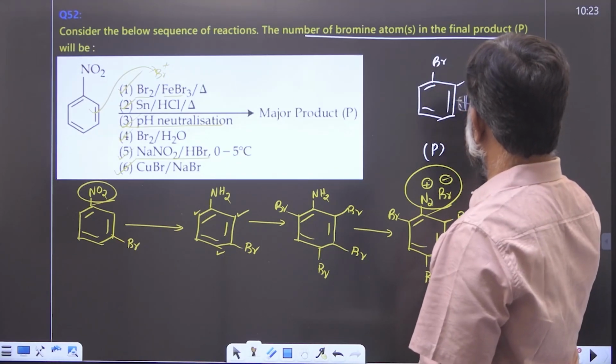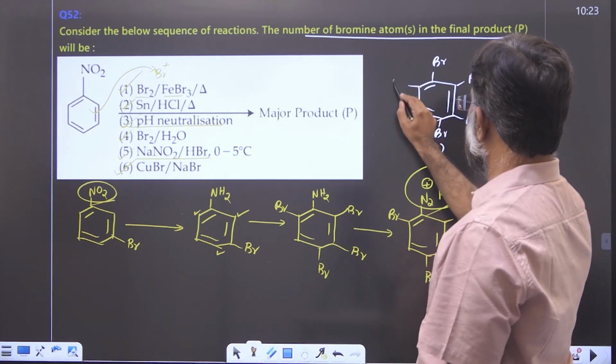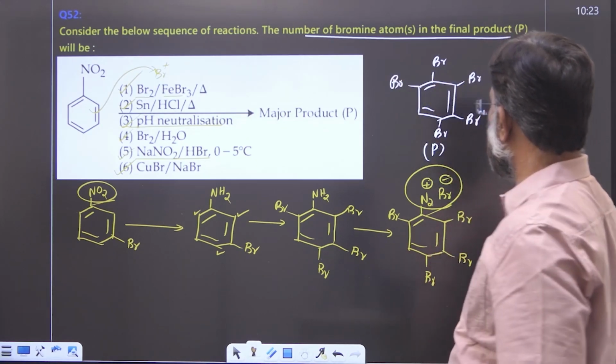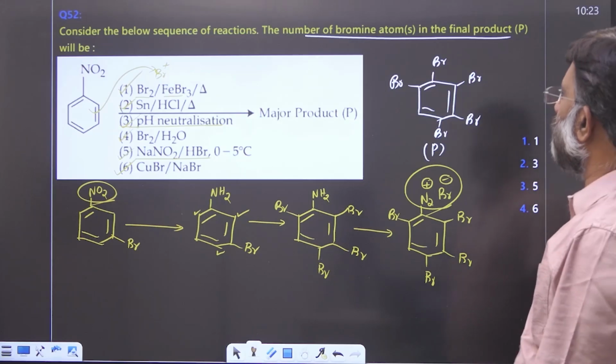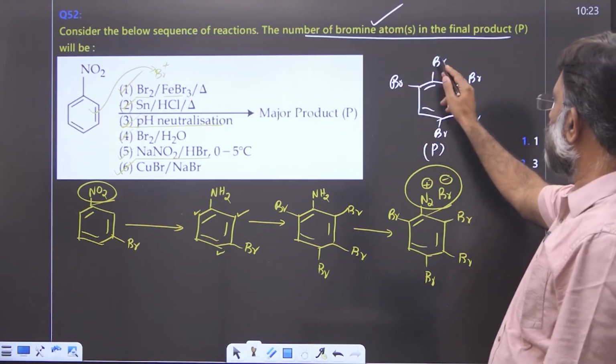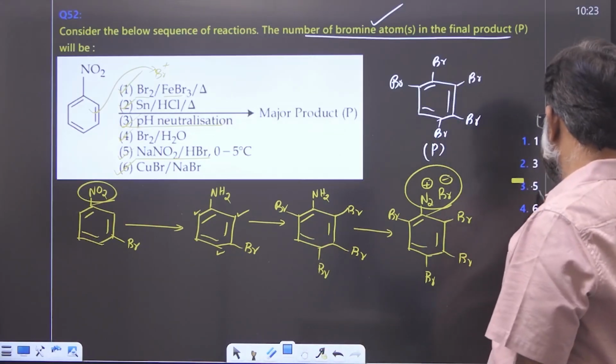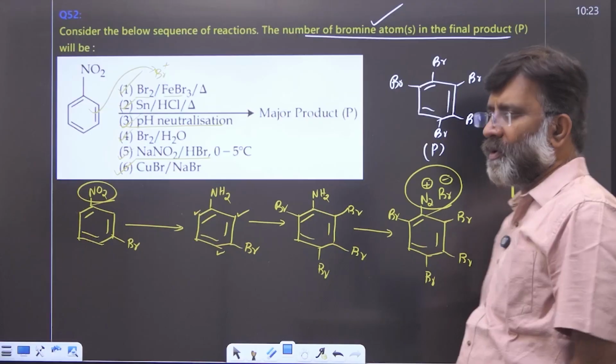Here we have bromine already, here we have bromine already, here we have bromine already. So the number of bromine atoms in the final product P: 1, 2, 3, 4, 5 bromine atoms present. And the answer is option 3. There are 5 bromine atoms.